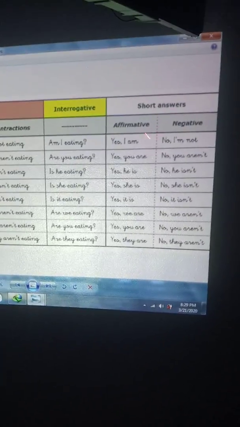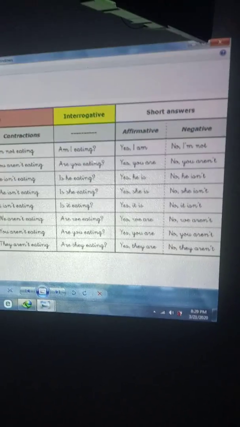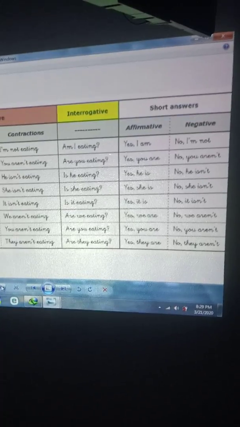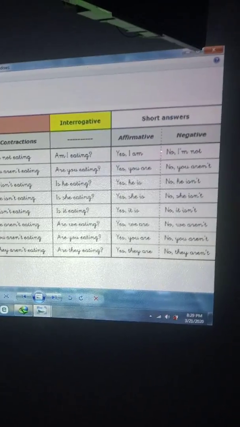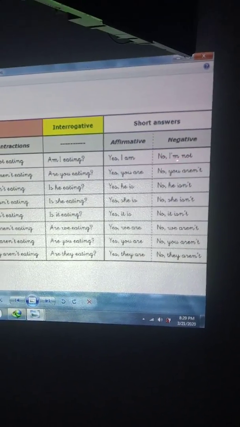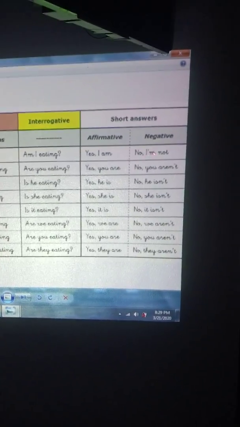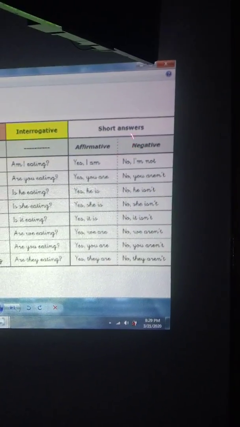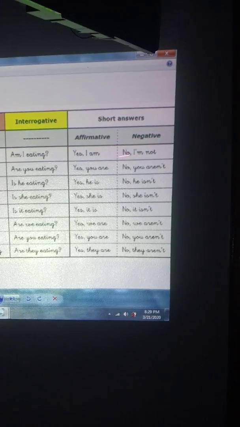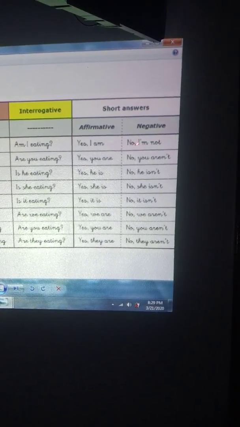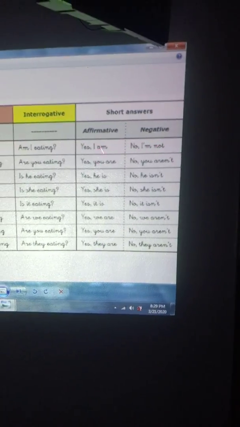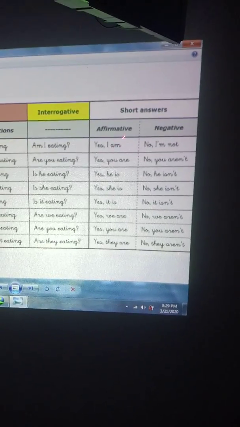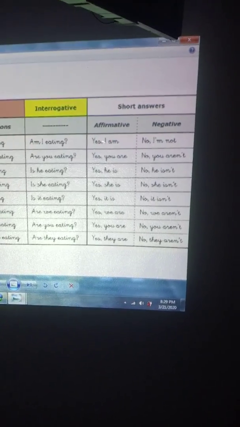Now for short answers of the interrogative. If we say, am I eating right now? So, I am not eating right now. What do we say? No, I'm not. No, I'm not what? I'm not eating right now. So we say short answers. We don't say the full answer. We say short answers: no, I'm not. But if the answer is affirmative, what do we say? Yes, I am.